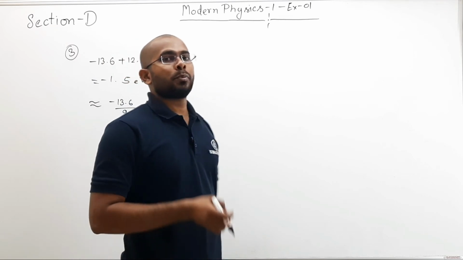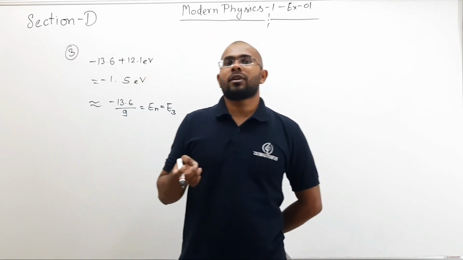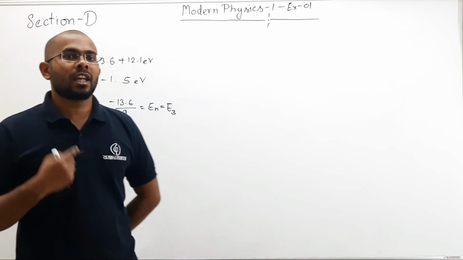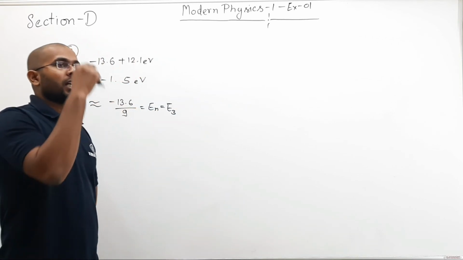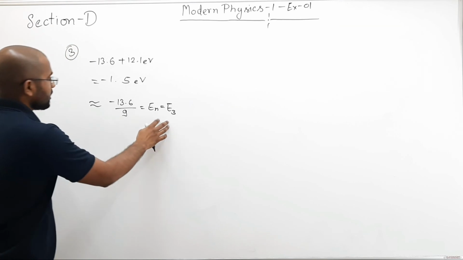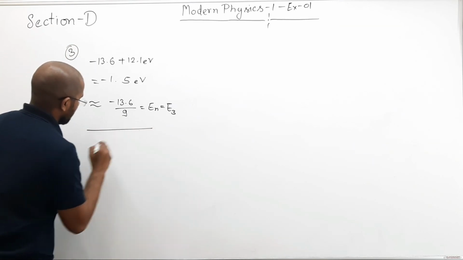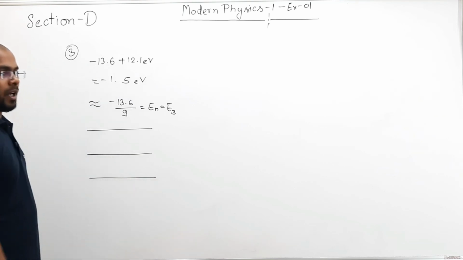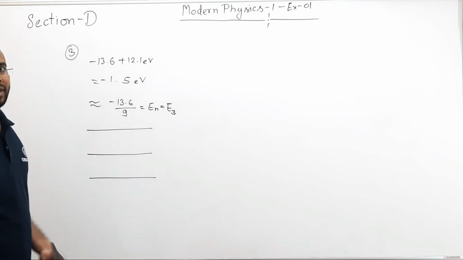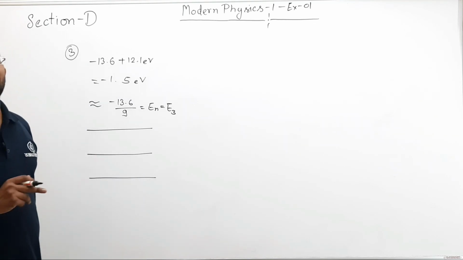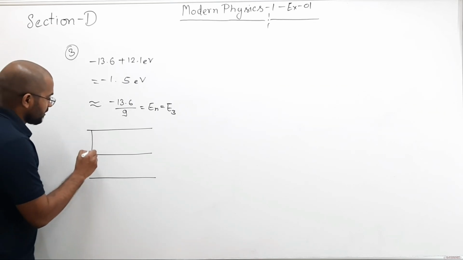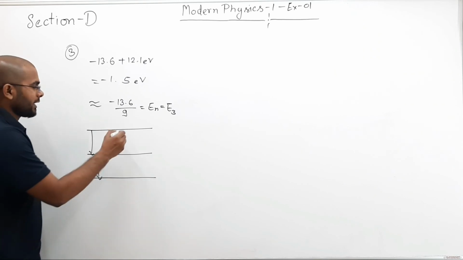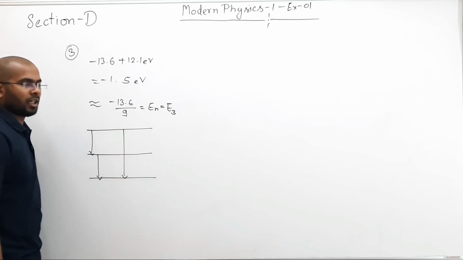Meaning, when you provided 12.1 electron volt energy, electron in the ground state was able to jump to the third state. So now this electron is where? This electron is in the third state. So from the third state, it will jump to the first state. Then how many ways it can jump? It can either jump like this from third to second, then second to 1. Or it can directly jump from third to 1.